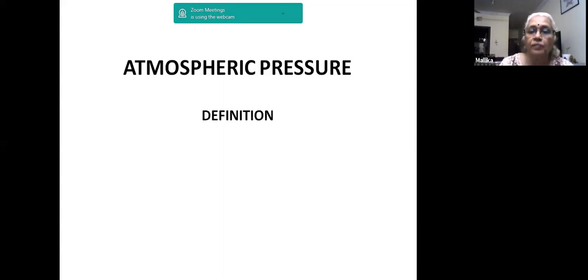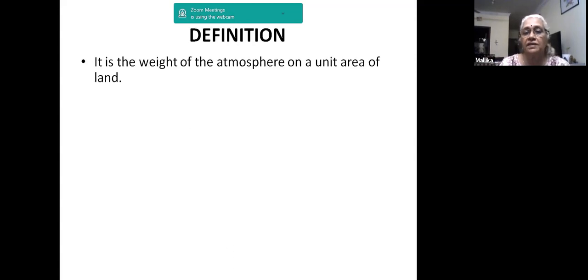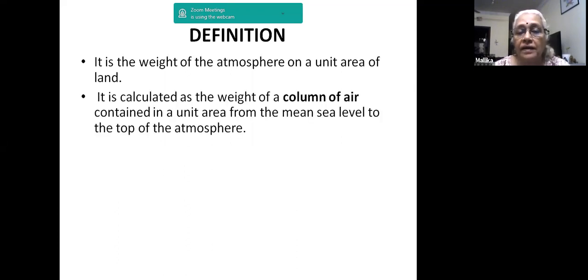Okay, so atmospheric pressure, we'll do the definition, measurement, types, causes and effects. In general, we'll talk about the whole thing. Right. So the definition is very simple. It is just the weight of the atmosphere on a unit area of the land. We know that because of gravity, the atmosphere actually rests on the land. And therefore, you can calculate that weight as a column of air contained in a unit area from mean sea level to the top of the atmosphere. So what we have actually done is to calculate the weight.